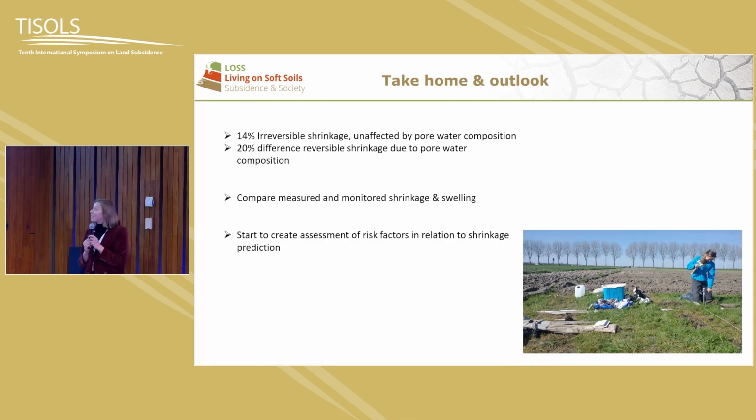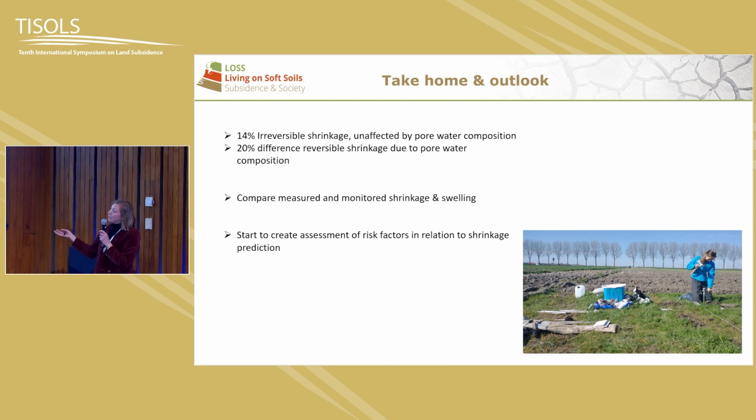So to conclude with a take-home message and an outlook, we found 14% irreversible shrinkage in the clay layer. That can be a lot. It can happen in like a year's time. So this could be a very fast process. But the good news is, with the right kind of solution, you can diminish the amount of irreversible shrinkage and thus the amount of damage.